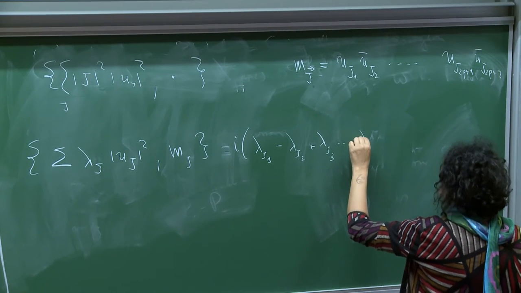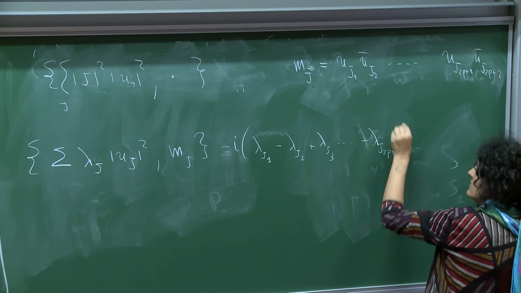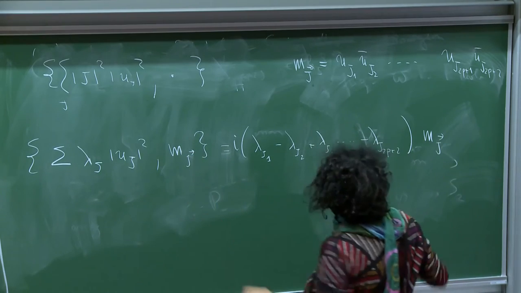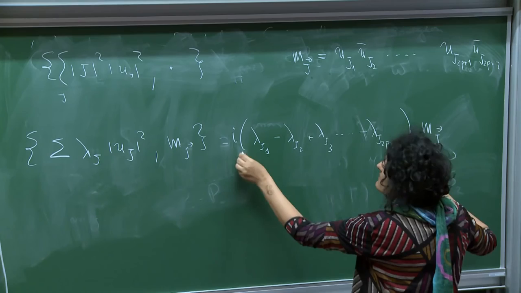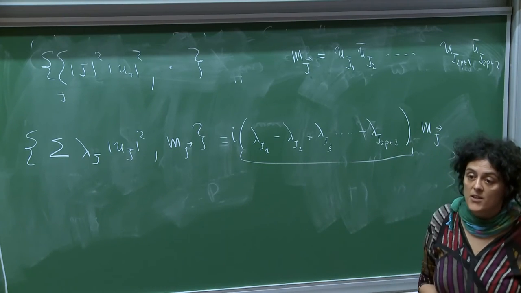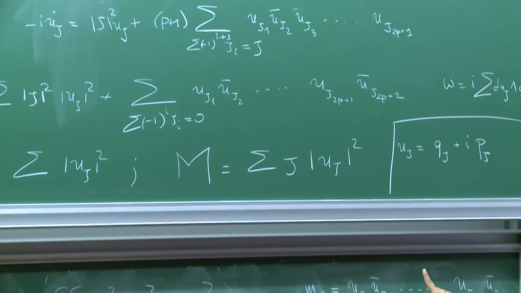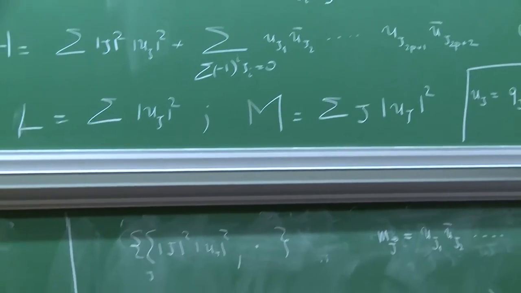What do I get? I end with minus lambda J2p plus 2 times the monomial mj. So you see, mj is an eigenvector of this adjoint action. Okay? So when I have to compute the projection of that expression there, then this is extremely simple.